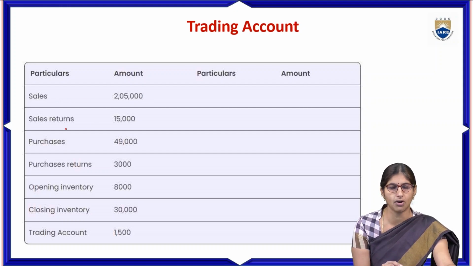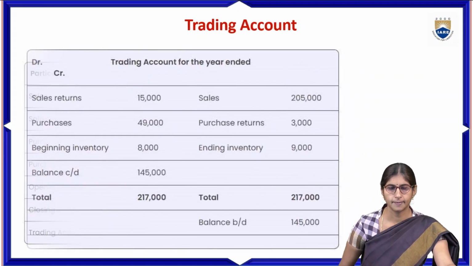Sales, we have 2,05,000. Sales returns 15,000. Purchases 49,000. Purchase returns 3,000. Opening inventory 8,000. Closing inventory 9,000. So, trading account. These are the items which are given to us. We have to put these items in the proper trading account format and try to ascertain whether we are going to get gross profit or gross loss.